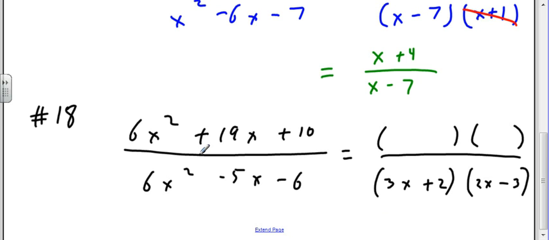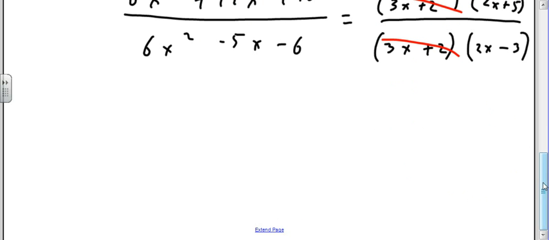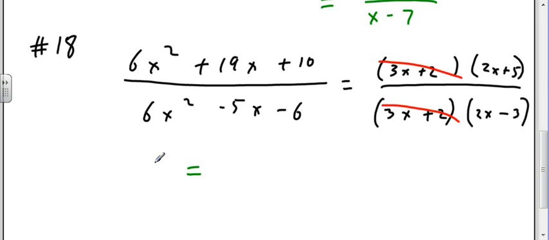Alright, so there's no way I can get a 3 out of that 10. 3 doesn't factor that 10. So I'm going to go 3x plus 2, and I'm going to go 2x plus 5, and I see I've got a 10. I got a 6x squared. I got 15 plus 2 is 19x. So now I have factored it. I can cross those two guys out, and now I can write down my final answer. 2x plus 5 divided by 2x minus 3.